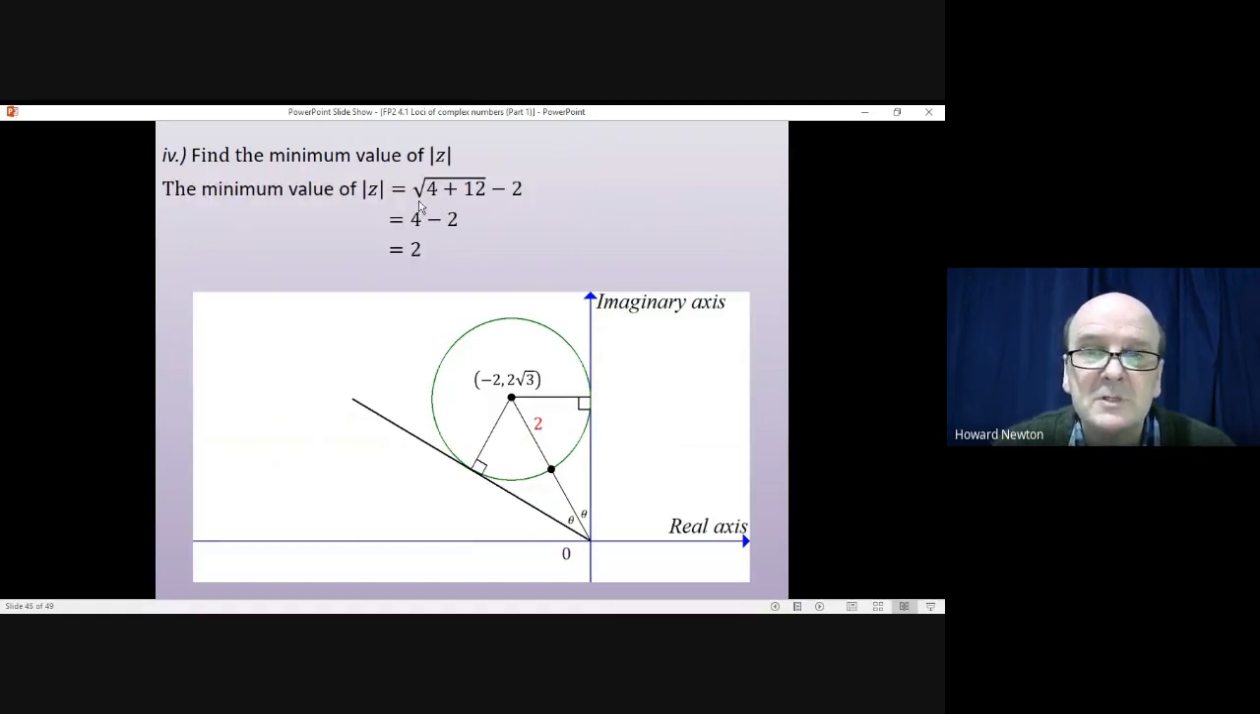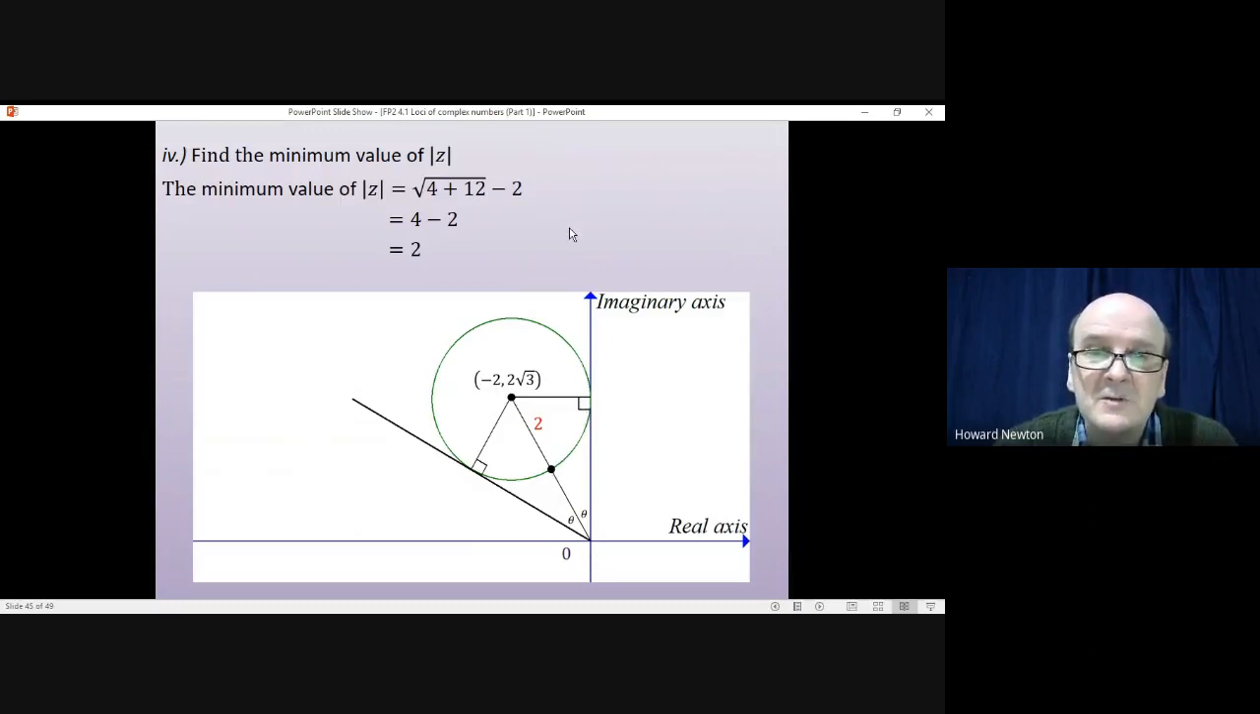And that's equal to the square root of 4 plus 12 when we use Pythagoras on this triangle. The top distance is 2, and that distance in the y direction is 2 root 3. So that gives us the square root of 4 plus 12 for the whole of the diagonal. Take away the radius, which is 2. That simplifies to 4 minus 2, which is 2. So that is the minimum value of the modulus of z.